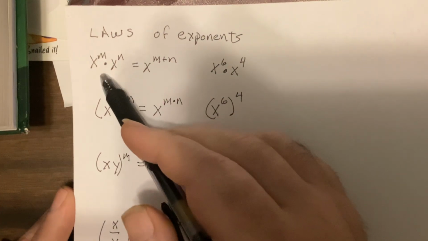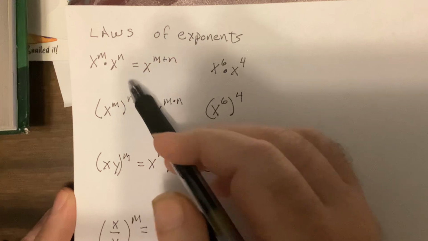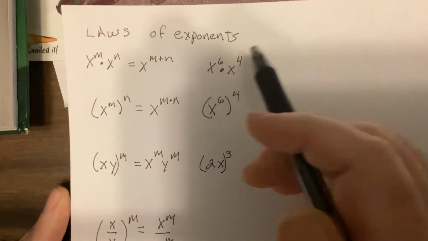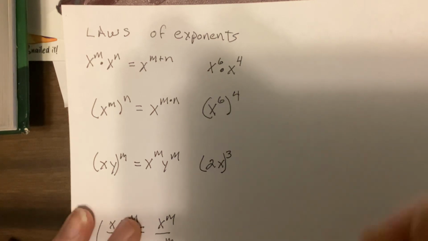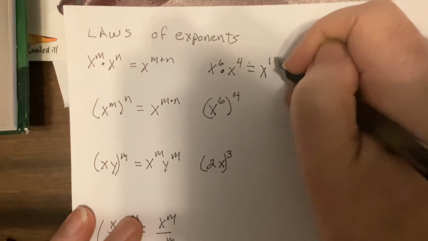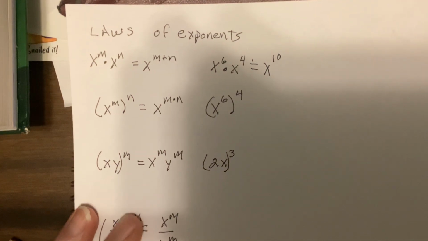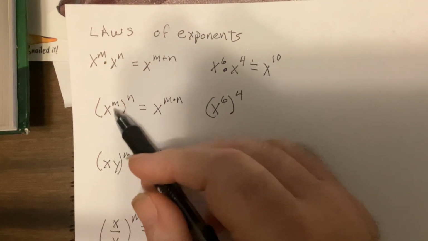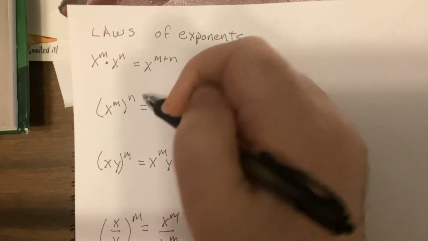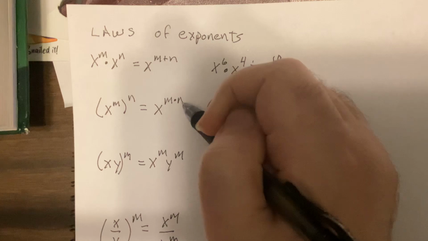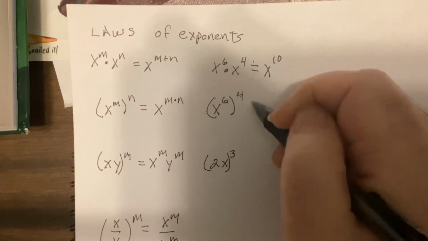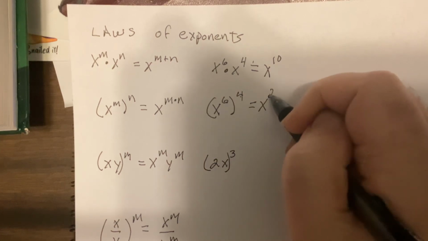The first law: when you multiply two things with the same base, you add the power. So if I have x to the 6 times x to the 4th, that would be x to the 10th. If you have a base to a power, then you raise it all to another power, you multiply the powers. So x to the 6 to the 4th would be x to the 24th.